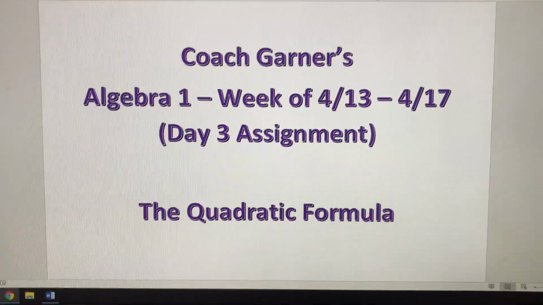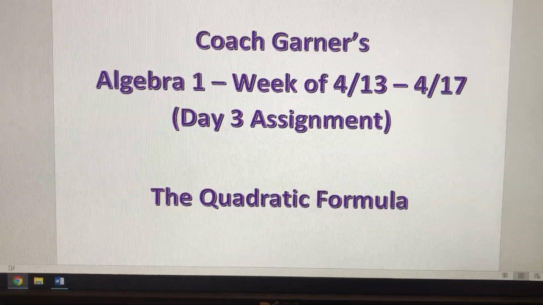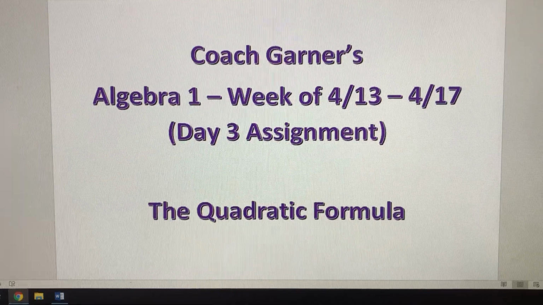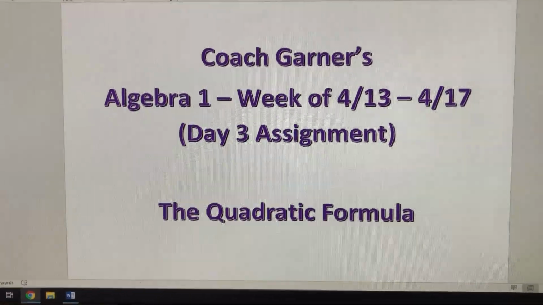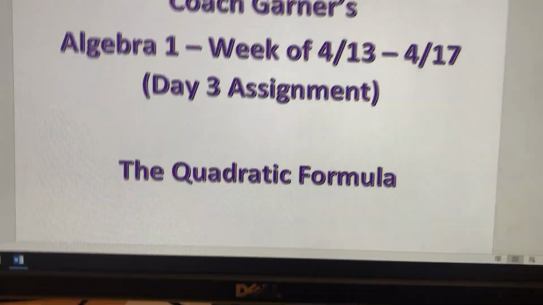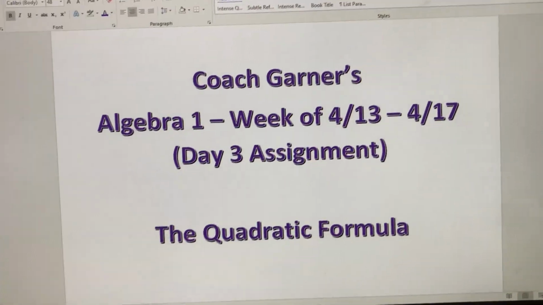Hey guys, I'm gonna try something here, and you might have to bear with me a little bit as far as the camera work goes, but we're gonna try to walk through this day 3 lesson with the quadratic formula because y'all haven't really been exposed to this yet, and this is something important that you're gonna need to know.